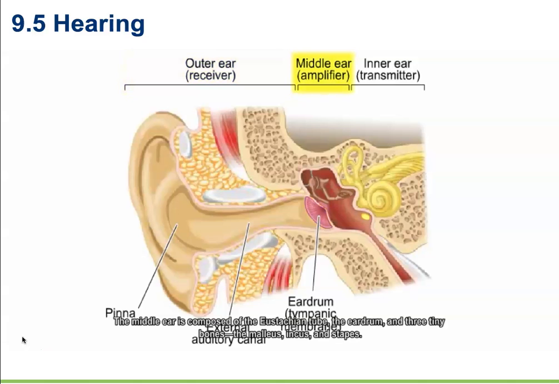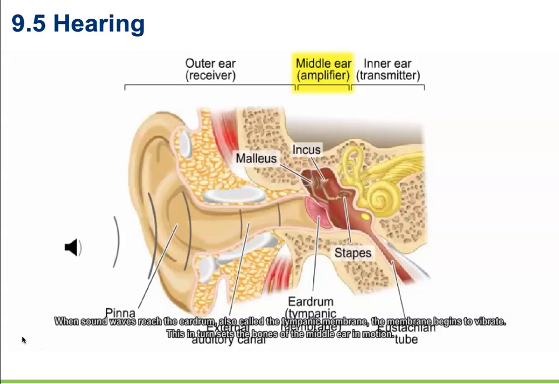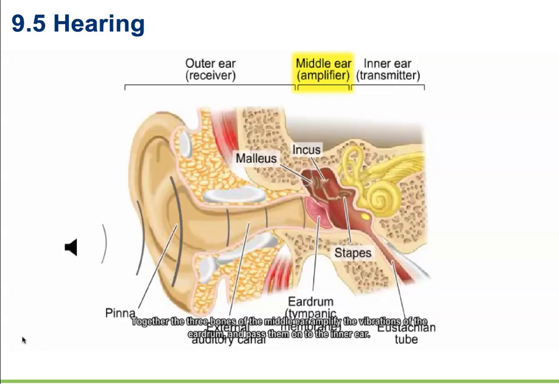The middle ear is composed of the eustachian tube, the eardrum, and three tiny bones, the malleus, incus, and stapes. The eustachian tube, a passageway leading from the middle ear to behind the nasal cavity, maintains equal air pressure between the middle ear and the atmosphere. When sound waves reach the eardrum, also called the tympanic membrane, the membrane begins to vibrate. This in turn sets the bones of the middle ear in motion. Together, the three bones of the middle ear amplify the vibrations of the eardrum and pass them on to the inner ear.